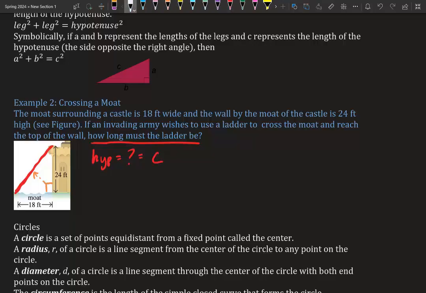Alright, since I know that this is a 90-degree triangle, we are allowed to use a squared plus b squared equals c squared. What we're trying to find is the hypotenuse, which we say is c. Now, a and b are interchangeable. It doesn't matter which leg is which leg, they're just both legs. So we're going to say our first leg is at the bottom, so that's a, and that's 18. And b is going to be the other leg, which is 24.